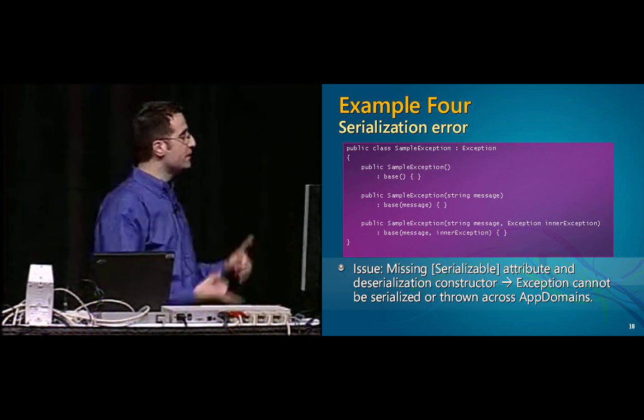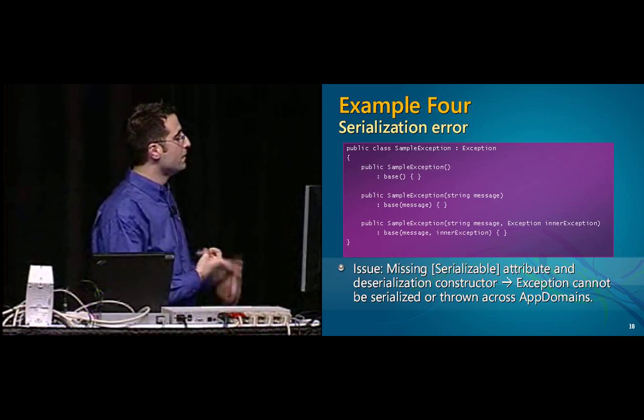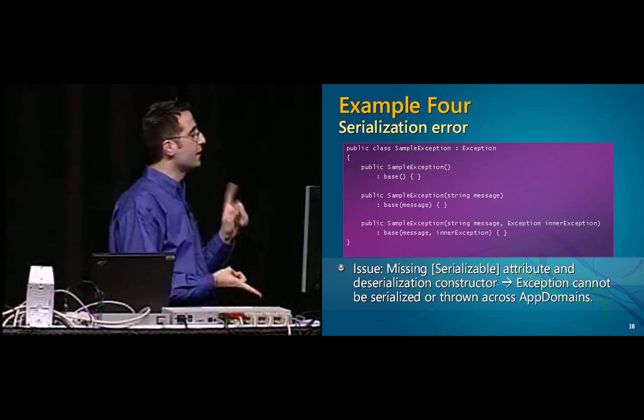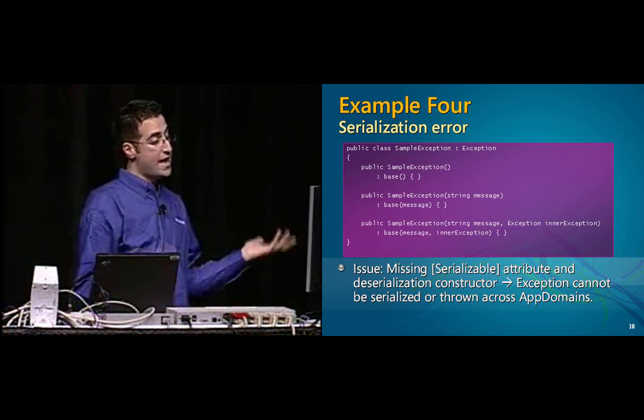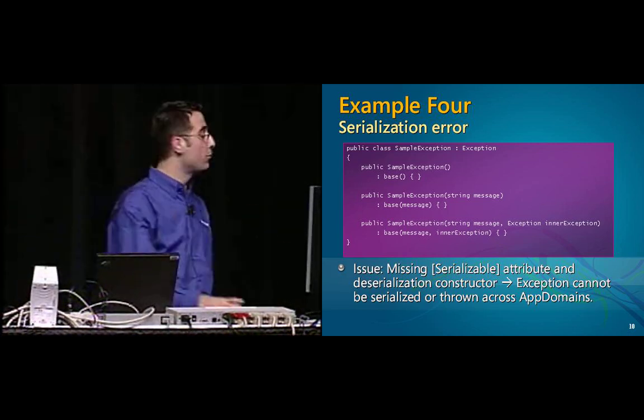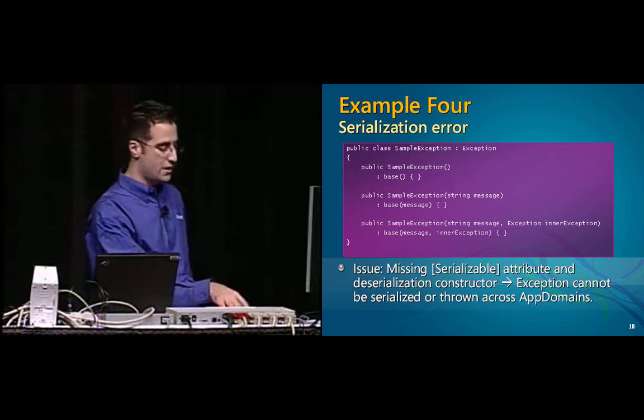So the issue: missing serializable attribute. Got to put those on all the ISerializable types. You're missing the deserialization constructor, same thing. And in the case of exceptions, you can't throw them across app domains if they can't be serialized.